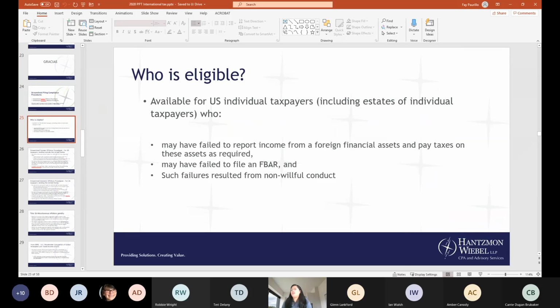Like I said earlier, this is available for U.S. individual taxpayers, including estates, who may have failed to report income from foreign financial assets that Carrie mentioned earlier. If these assets generated some sort of income and you failed to report it, and also, as the second bullet point says, you may have failed to also file your FBAR.